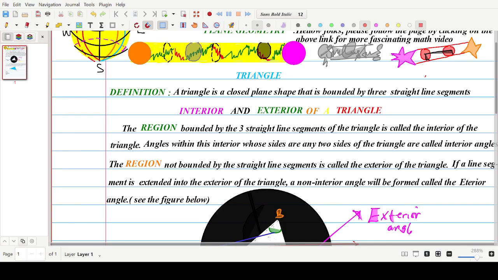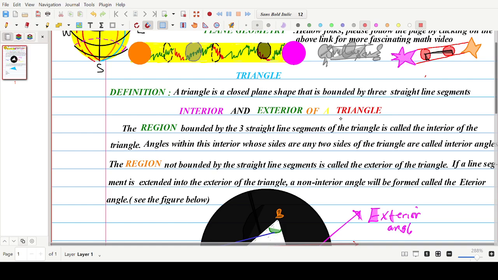Now the next we are looking at is the concept of exterior of a triangle. Now over here we say the region not bounded, all right? That is the criteria. The region not bounded by the straight line segments is called the exterior of the triangle. All right. So if a line segment is extended into the exterior of the triangle, a non-interior angle will be formed called the exterior angle.